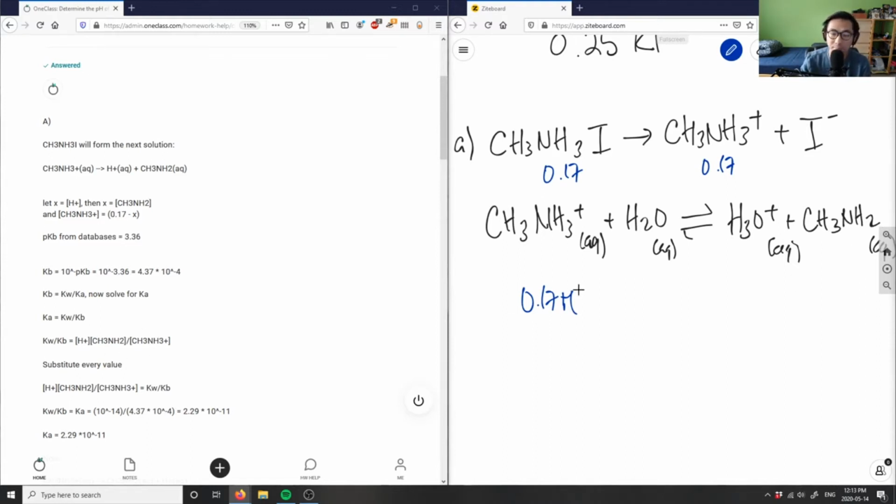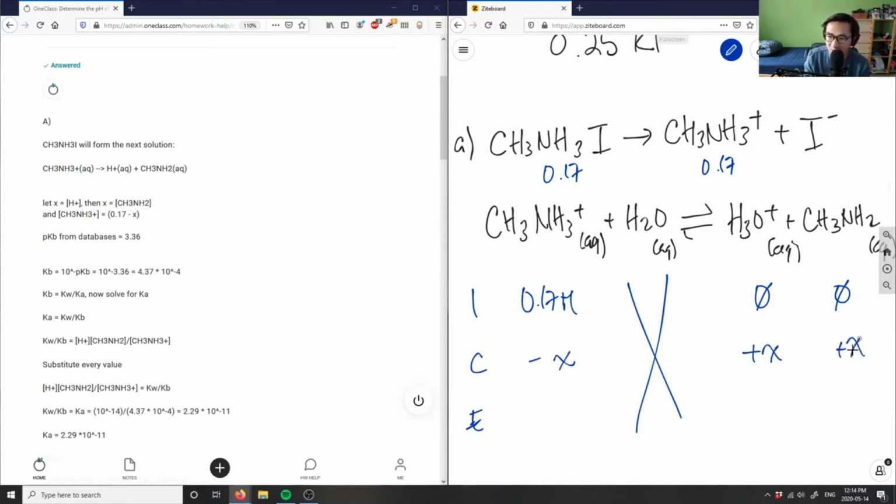So I'm going to use this as well. In my ICE table, I'm starting with 0.17. The water does not matter in my equilibrium equation, and I started with 0 hydroniums and 0 of the CH3NH2. I'm going to subtract some X, and add X and add X, which means at equilibrium I have 0.17 minus X here, and X here.